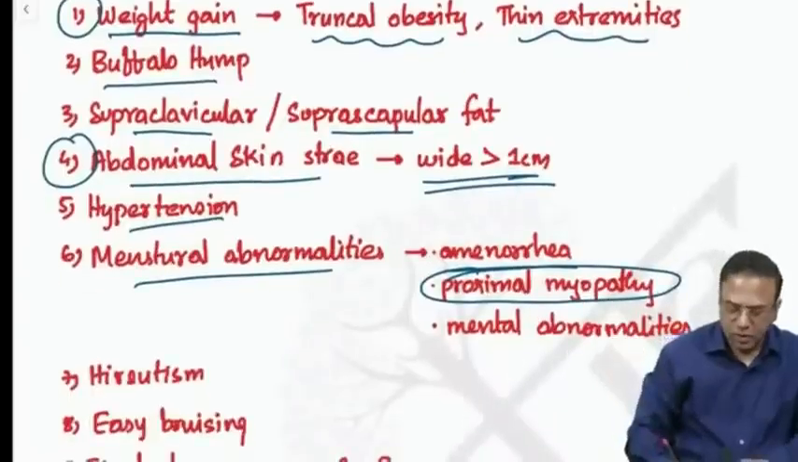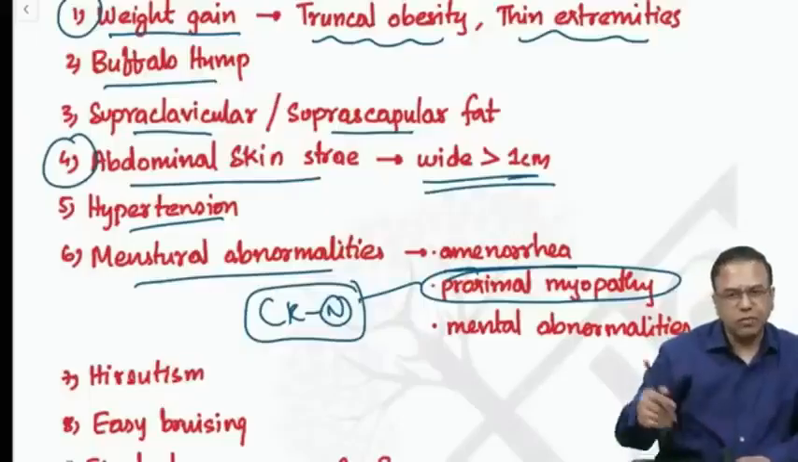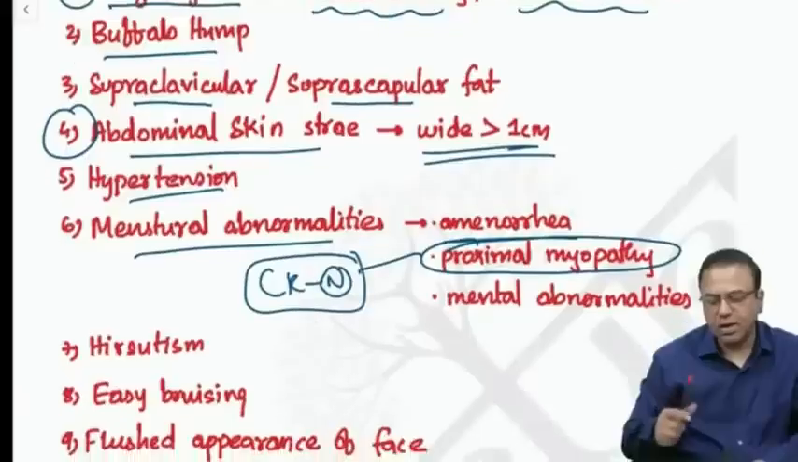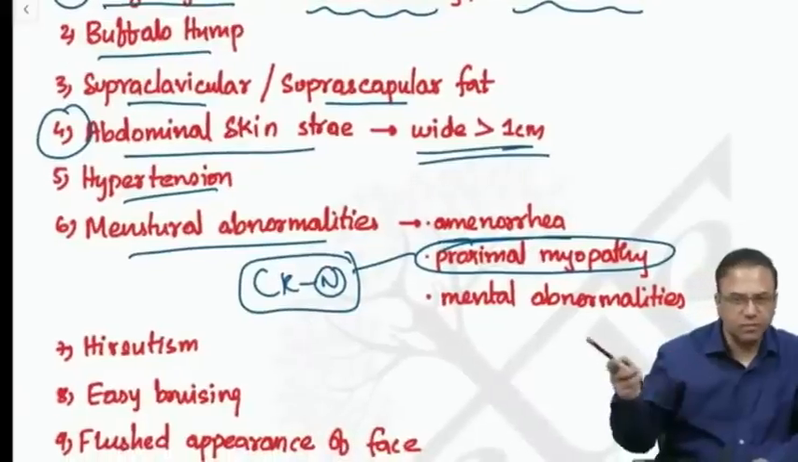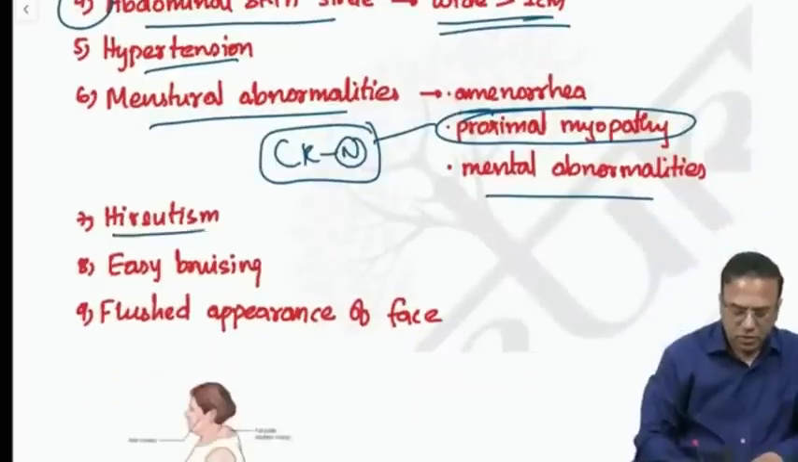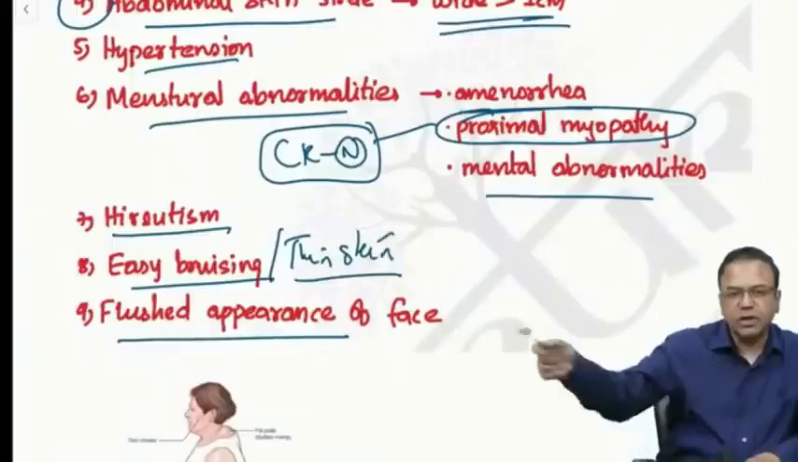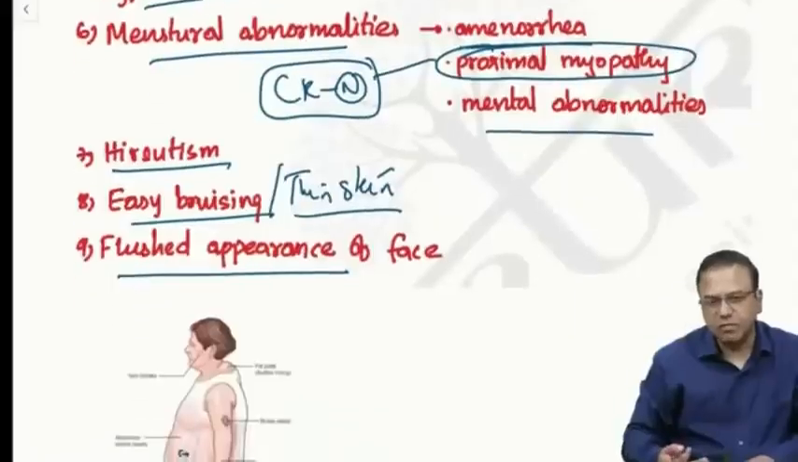This proximal myopathy in endocrine, one important idea is creatine kinase. They'll ask you, it will always be normal. If it's an endocrine cause for proximal myopathy, CK levels will not increase. Okay, unlike a myositis, for example, where CK will increase. IQ abnormalities can occur in patients with Cushing's. Hirsutism can occur, easy bruisability because of a thin skin. This is another differentiator. Hypothyroid comes with thick skin, this is thin skin, and flushed appearance of the face.